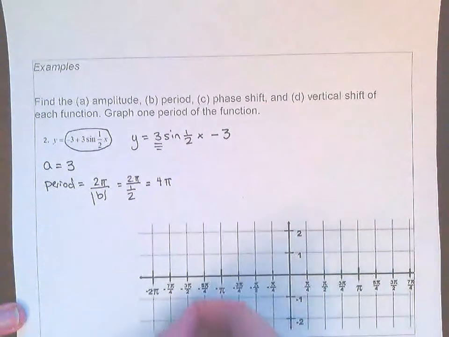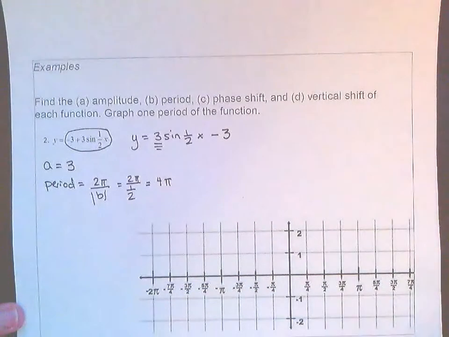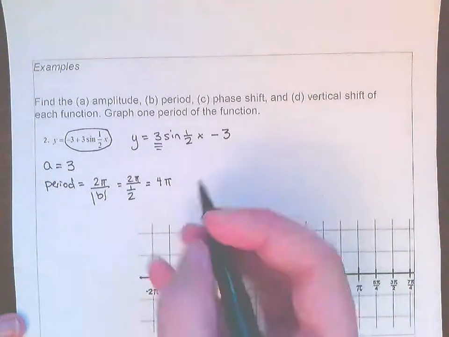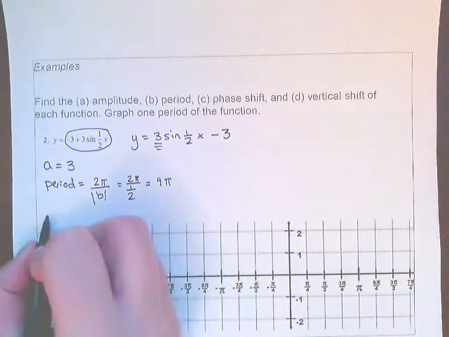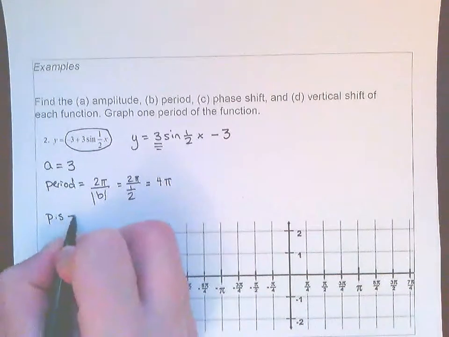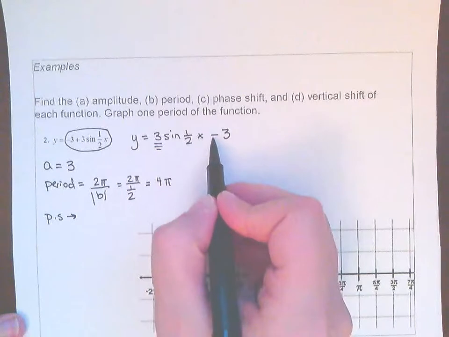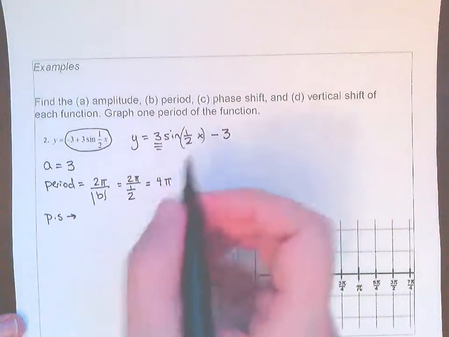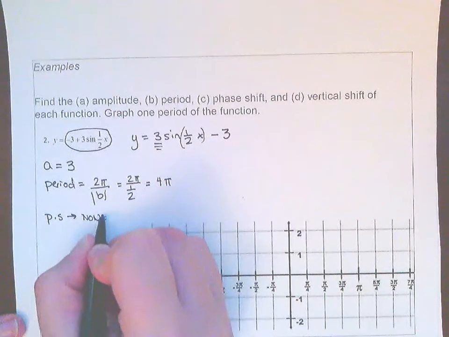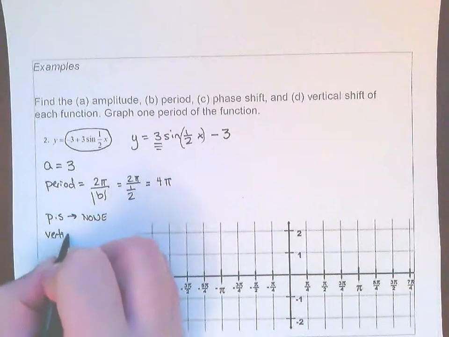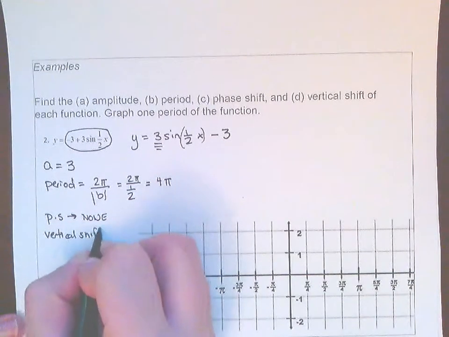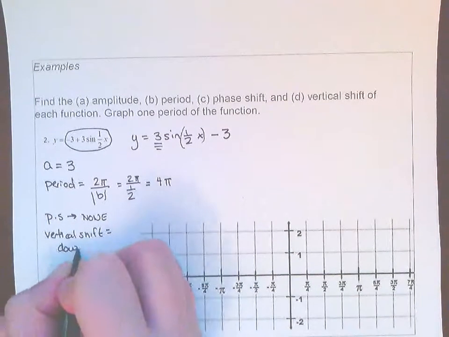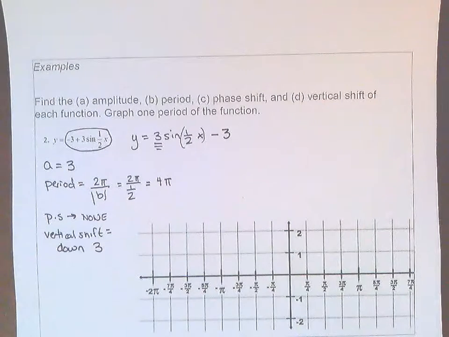So this period means that the graph is going to be a lot bigger than the graph that I have right here. This is going to pose a little bit of a problem, but we'll change these up a little bit. Now in this case there is no phase shift, no h, because remember this is the minus 3 that was not with the x. This is the minus 3 that was on the outside. So there is none. And then the vertical shift here is down 3.